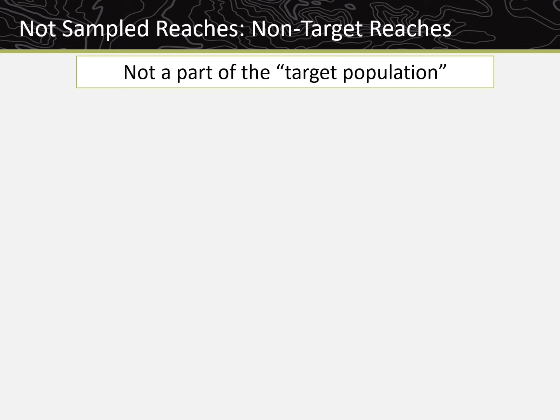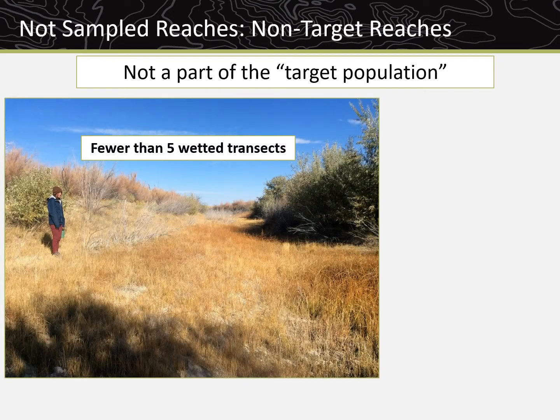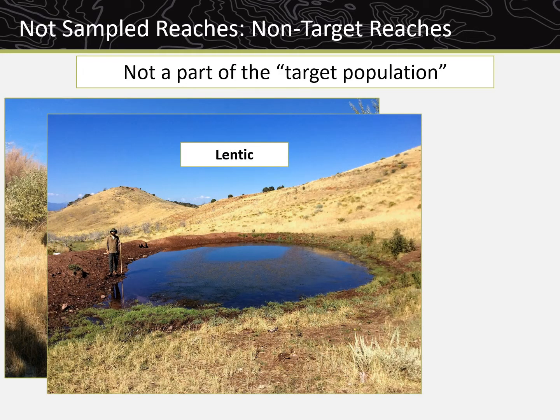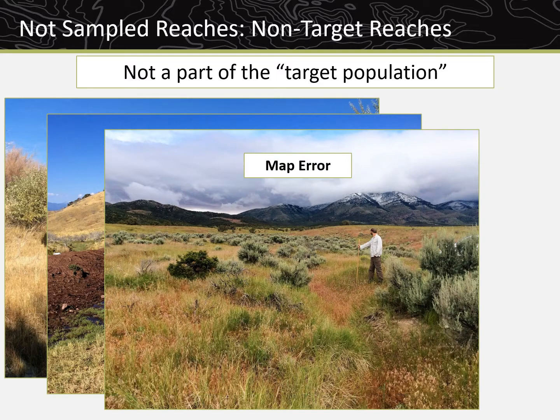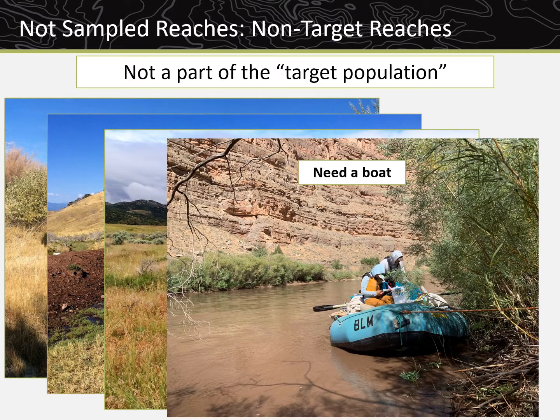Lastly, a reach can be marked as a non-target. Non-target reaches are those that do not meet the target population for which Lotic AIM reaches were designed. Non-target reaches are classified as a reach with fewer than 5 wetted transects, a lentic system, a map error, or a non-wadable system sampleable only by boat in some cases.